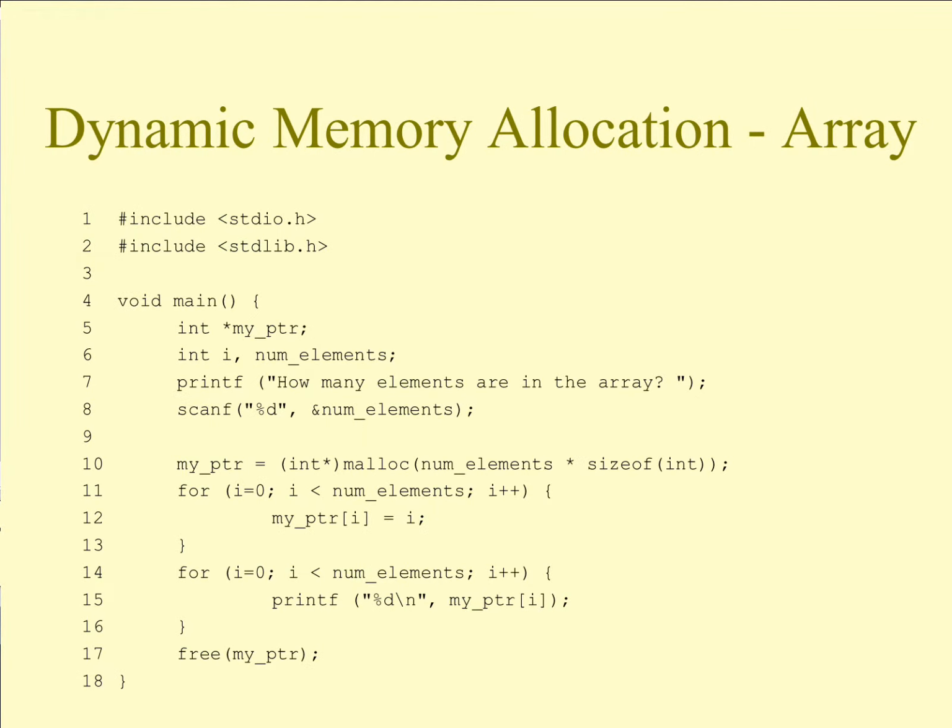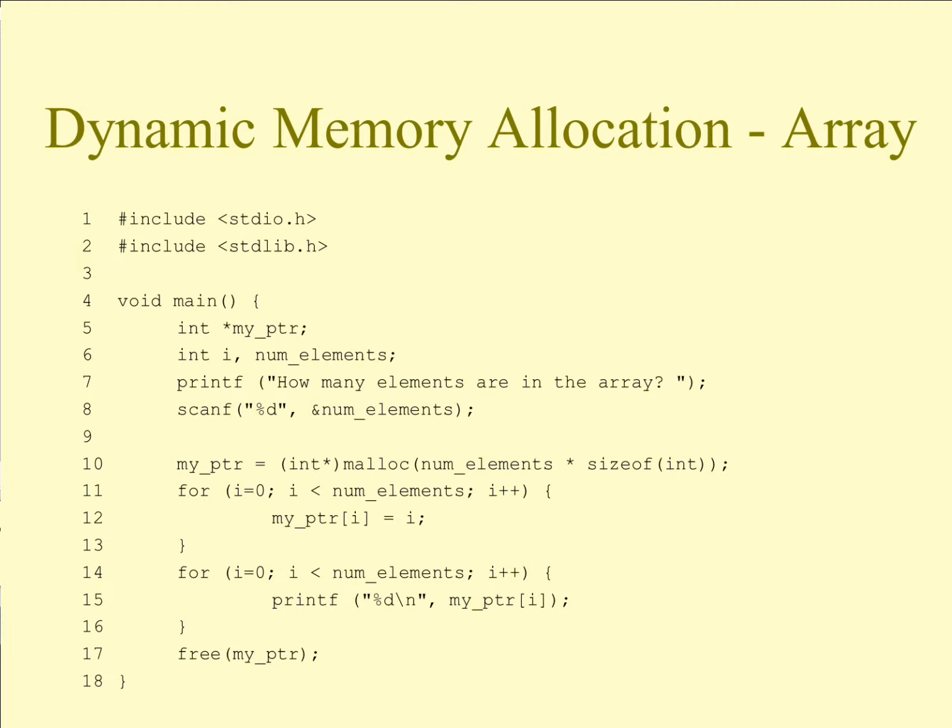Okay, here is an example of allocating memory with an array. You can see line 5, I've created an int pointer called my pointer. Line 6, I have just a variable i, and then the number of elements. I prompt the user, how many elements do we have in the array? I then read it in from the user using the scanf function. So they can enter as many elements as they want.